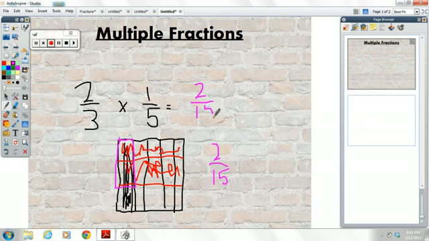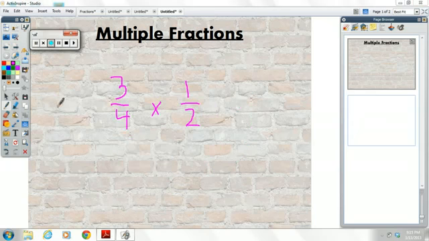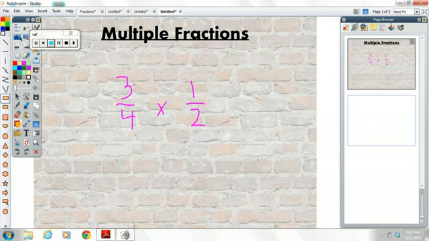and as you can see, we modeled it properly because we're getting the same answer as we would get in here if we just went ahead and solved it. It would equal 2/15. Let me show you another example. Here's our second example. 3/4 times 1/2. Once again, understand that 3/4 times 1/2 really means 3/4 of 1/2.